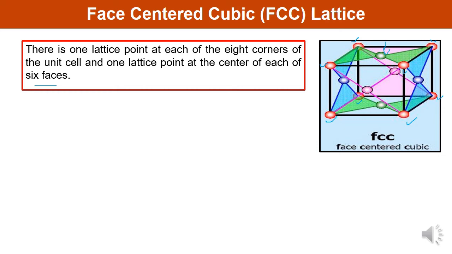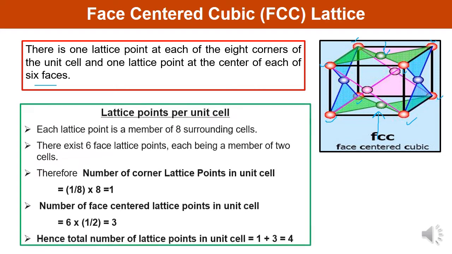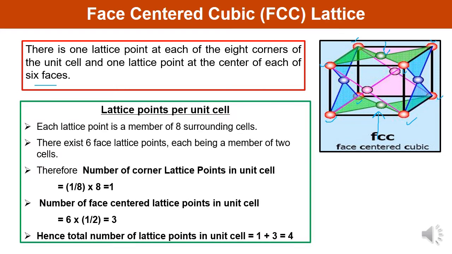And besides these 8, there are 6 face lattice points. See, 1, 2, one lattice point on each and every face. So accordingly, there are 6 lattice points. So if you have to calculate lattice points per unit cell, how to calculate it? You know that each corner lattice point is a member of 8 surrounding cells and there are 6 faces, each being a member of 2 cells.